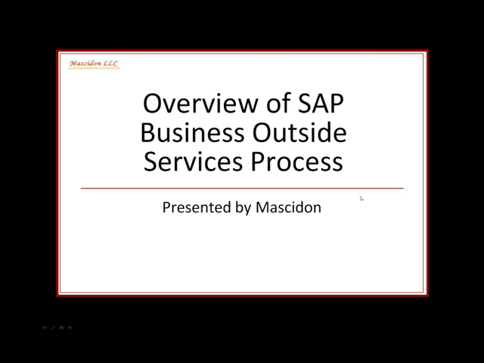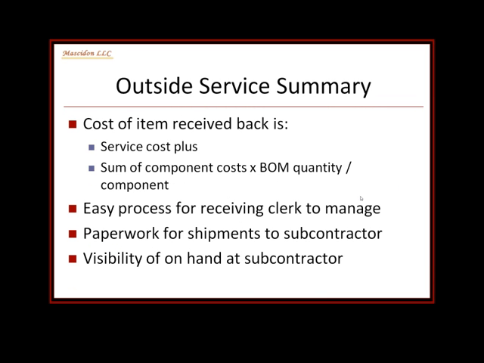To summarize the SAP Business One outside service process, we get the cost of the item received back as the sum of the service cost plus the sum of the component cost times bill of materials quantity for each of the components. So that's an accurate reflection of exactly what the cost of the item being received back into inventory is. The accounts payable invoice created from the receipt is actually for the service for the welding.